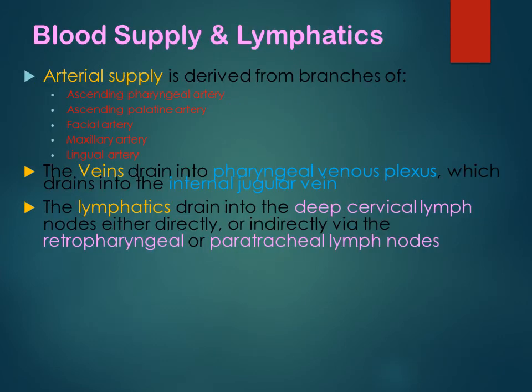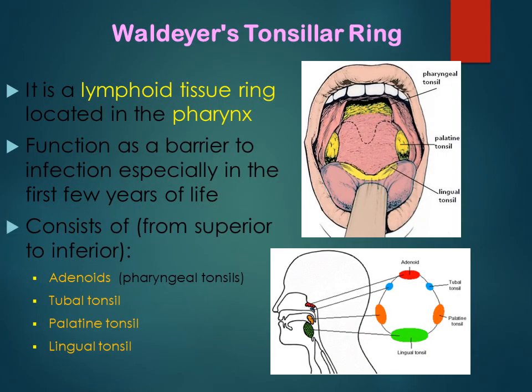For the blood supply, the arterial supply is from branches of the external carotid artery, with two ascending arteries, the ascending pharyngeal and ascending palatine, and the facial, maxillary, and lingual arteries. The veins run in the opposite direction and form a pharyngeal venous plexus which drains into the internal jugular vein. Lymphatics drain into the deep cervical lymph nodes, either directly or through the retropharyngeal and paratracheal lymph nodes.